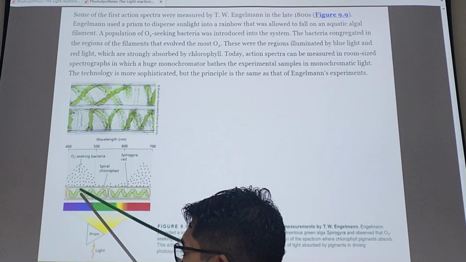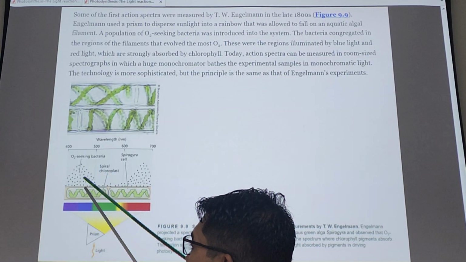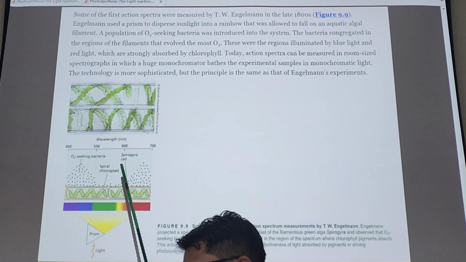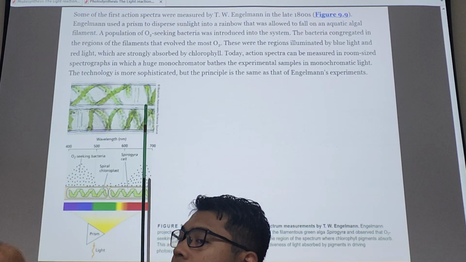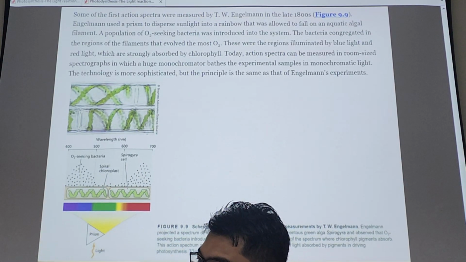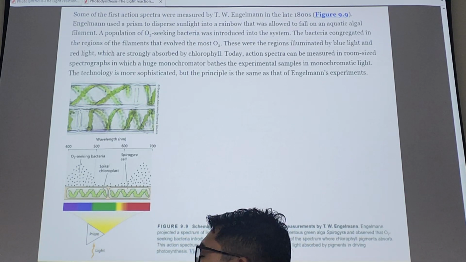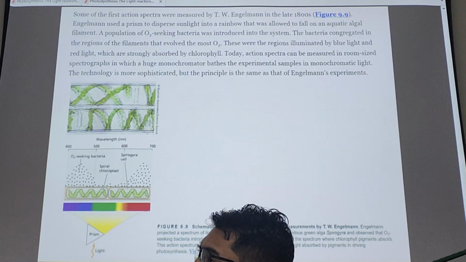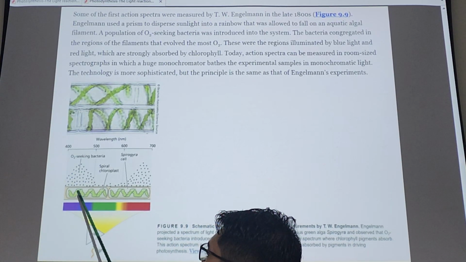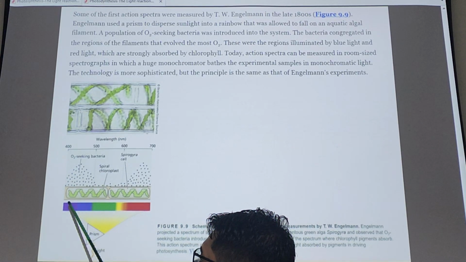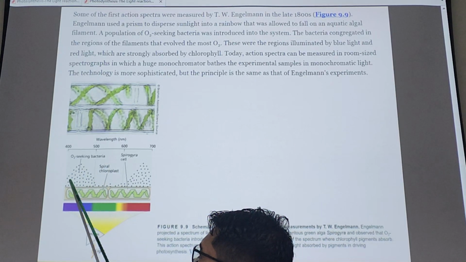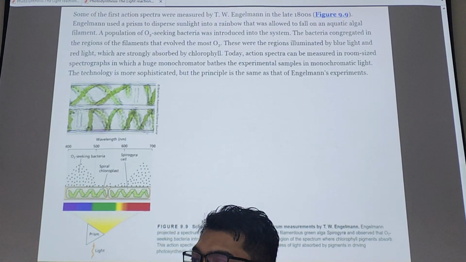So all of these 7 colors actually landed on the water, and you can see that the bacteria close to the Spirogyra here, remember, Spirogyra is doing photosynthesis and therefore releasing oxygen. Bacteria use the oxygen released by the Spirogyra. So in essence, the more oxygen there is, the higher population of the bacteria we're going to expect. So you can see that the Spirogyra close to the blue region and the red region will have the most population of the oxygen-seeking bacteria.